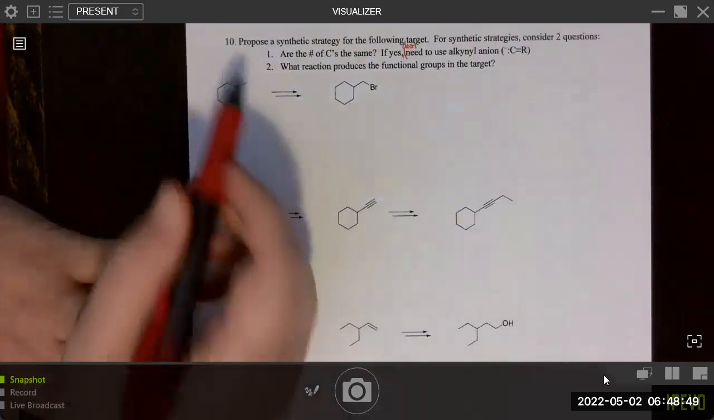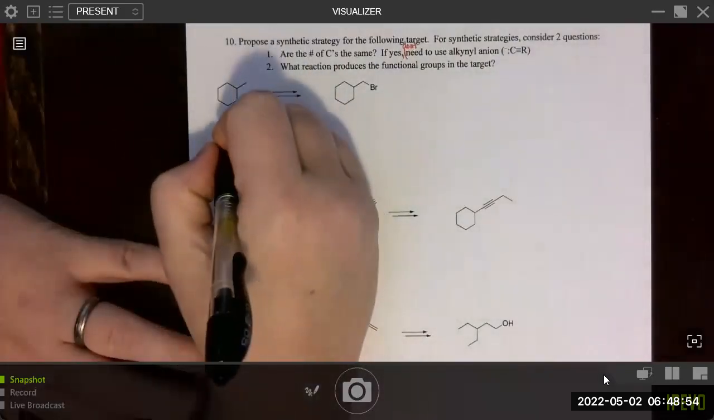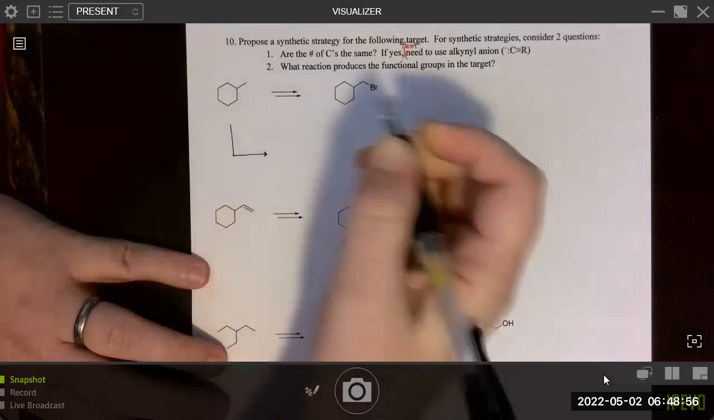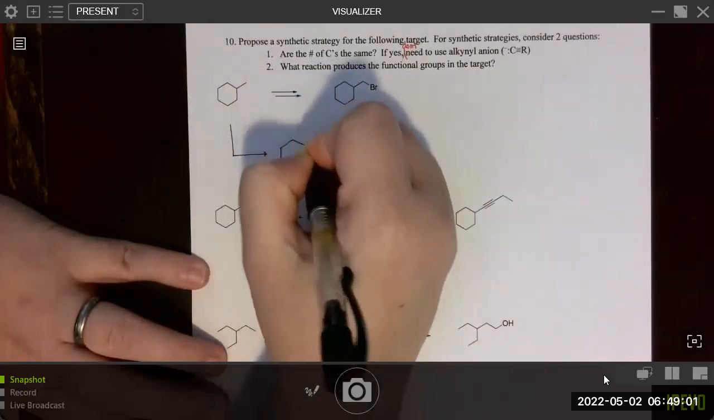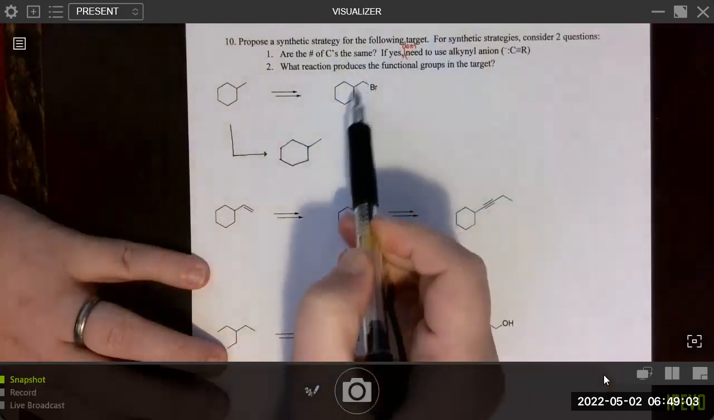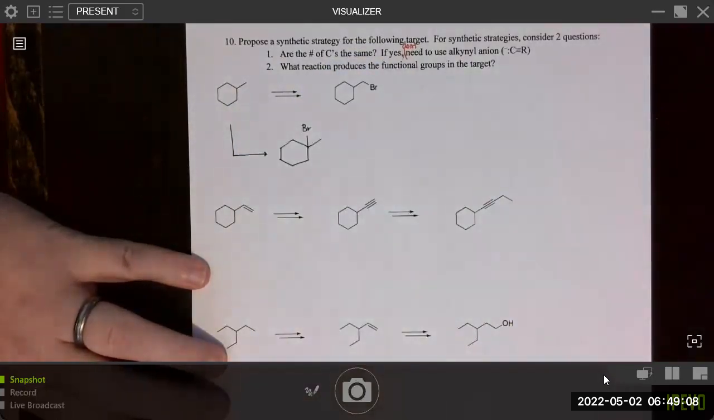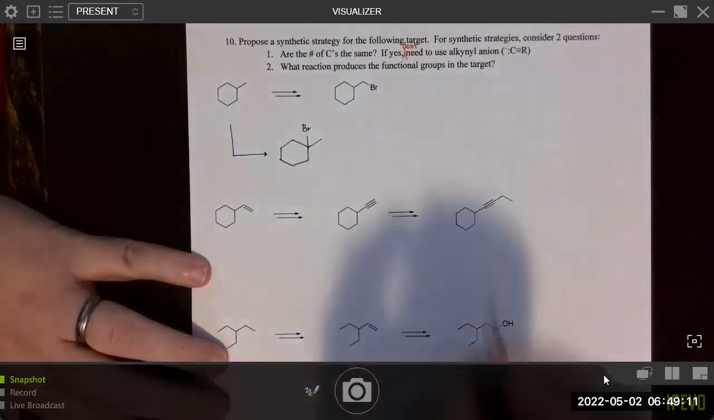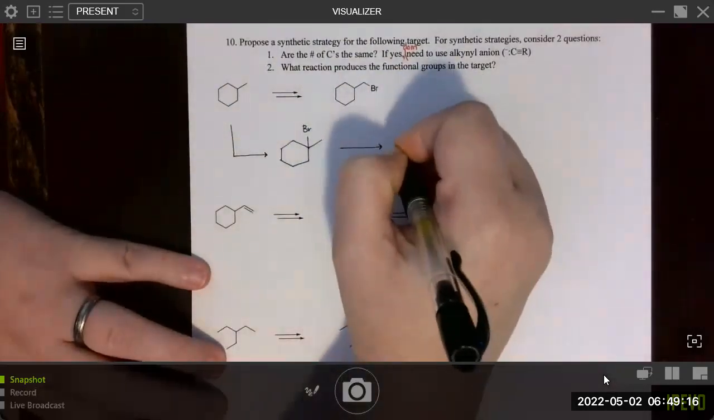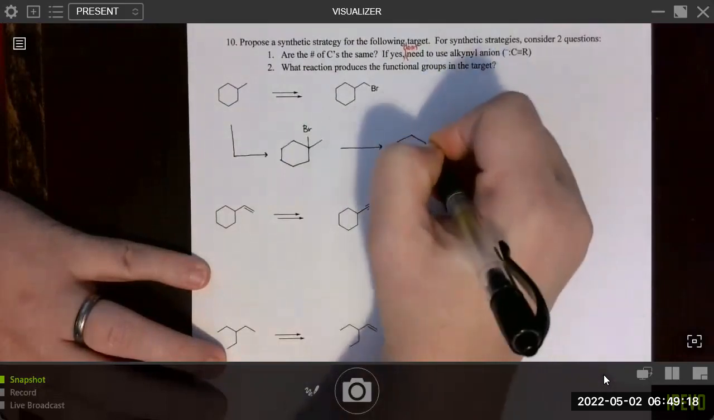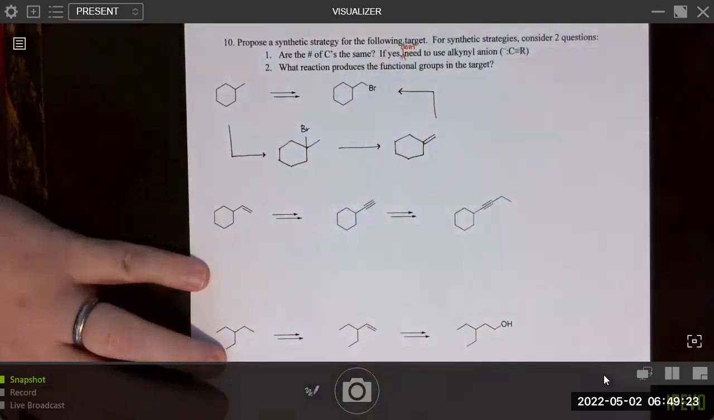So from here, we're starting with an alkane, and we only have one choice. We have to do radical halogenation. Even though we want the bromine to be on this carbon, it's going to go on the most substituted carbon. Now we have to do a little dance of moving it to the right carbon through a series of elimination and addition reactions. So we can eliminate it and then add it back in the right place.